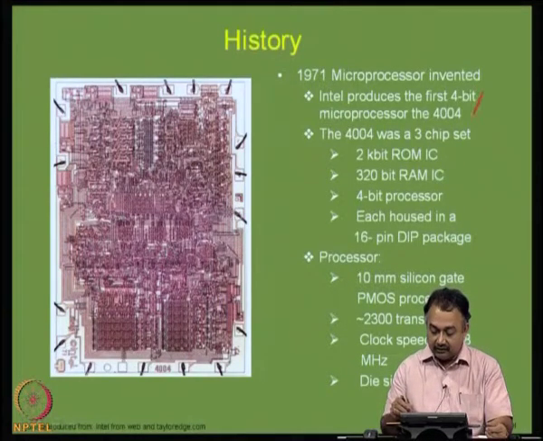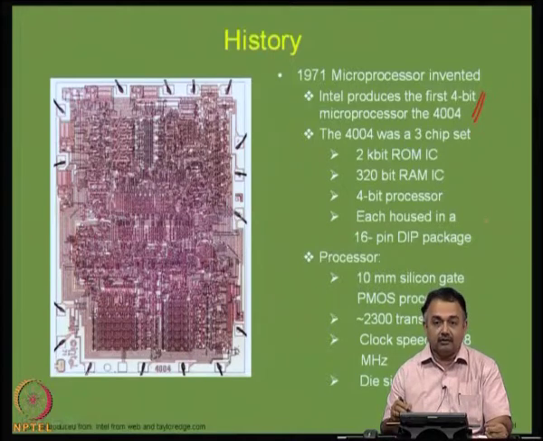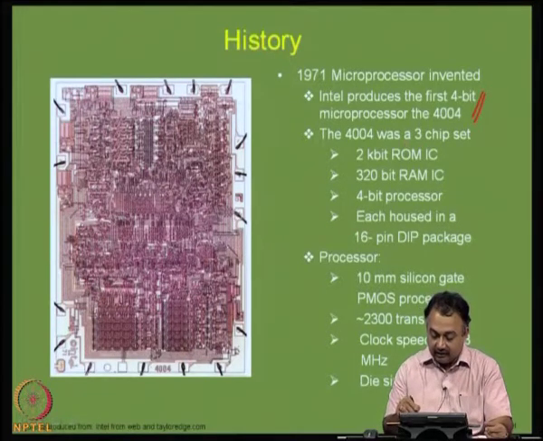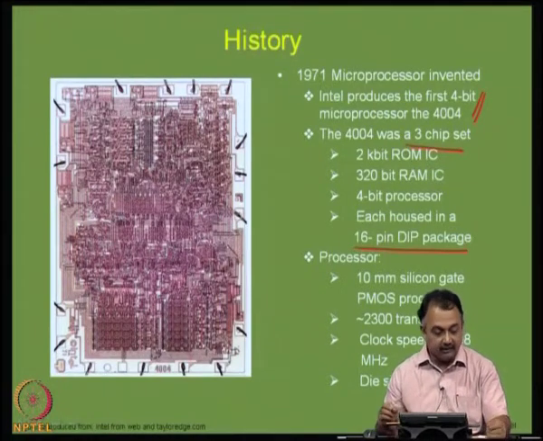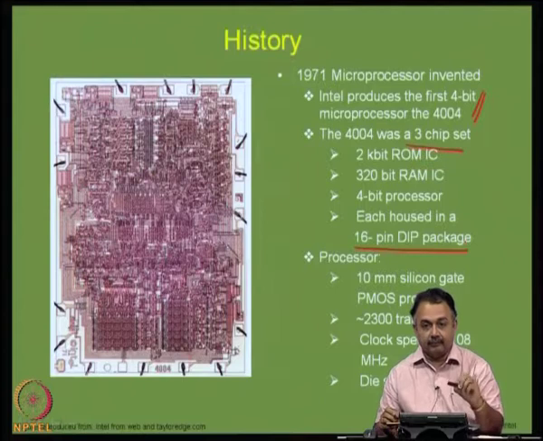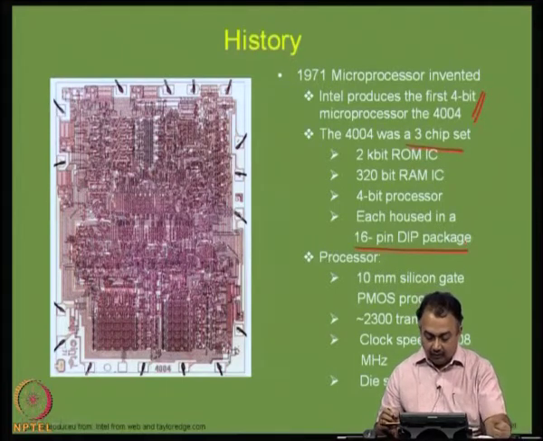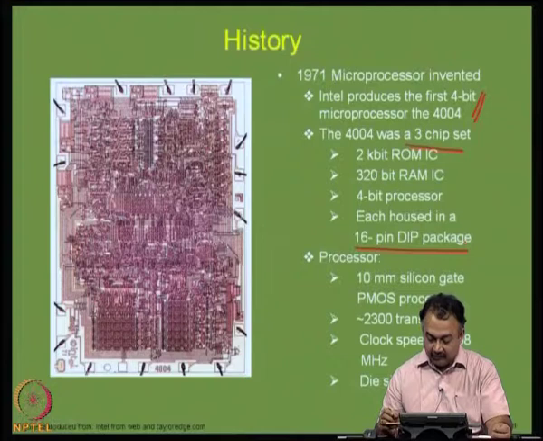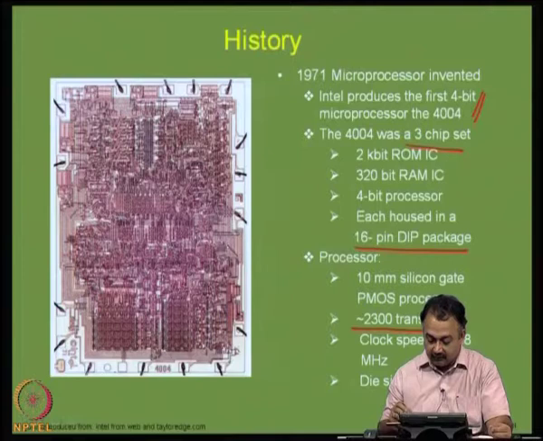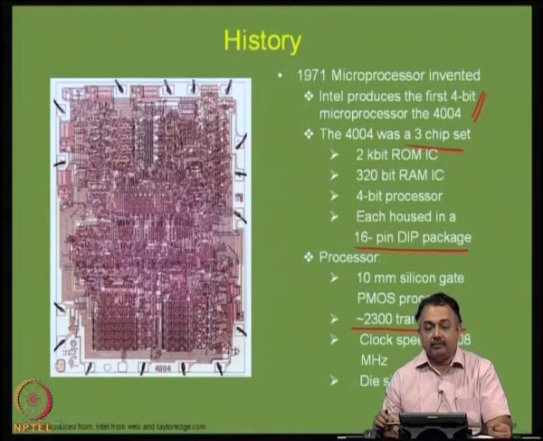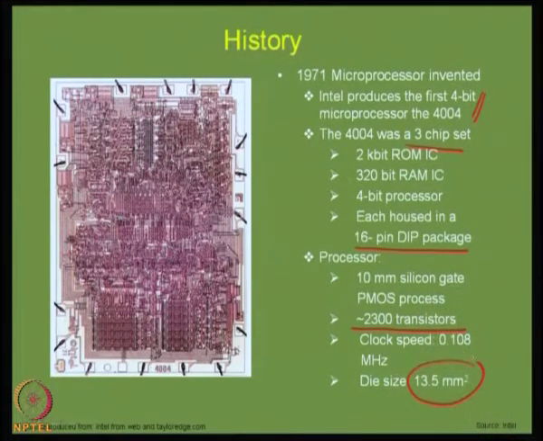If you look at 1971, the microprocessor was invented. Intel produced the first 4-bit microprocessor called the 4004. It was a 3 chipset, and you can see it housed in a 16-pin DIP package, a package something like this, and it used a 10 mm silicon gate. It contained only 2300 transistors, but that was great at that time, and the die size was 13.5 mm squared. So, it is fairly large, but compared to the previous slide that I showed, this is a major improvement.